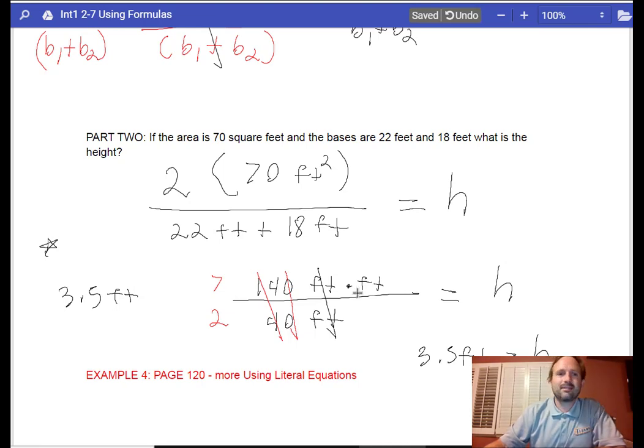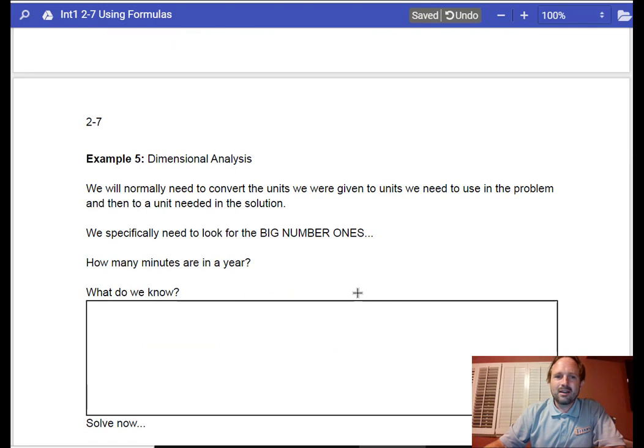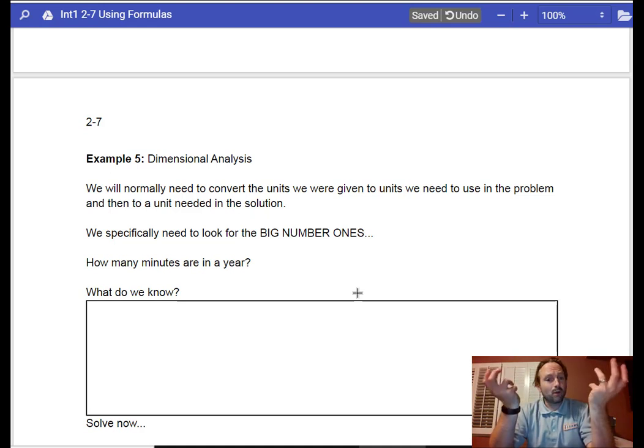But wait, there's more. Dimensional analysis. We will normally need to convert the units we were given to units we need to use in the problem, and then to a unit needed in the solution. We specifically need to look for the big number ones.